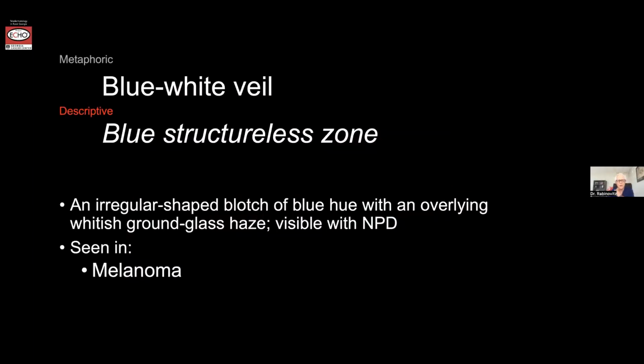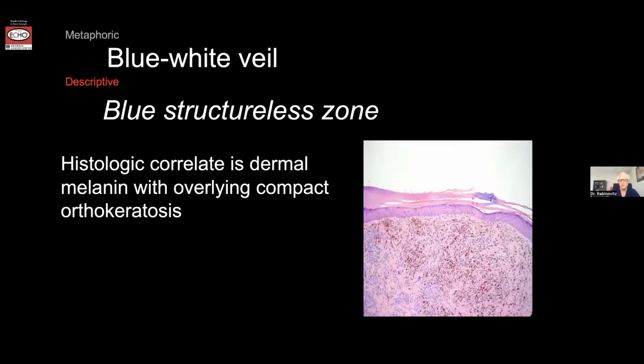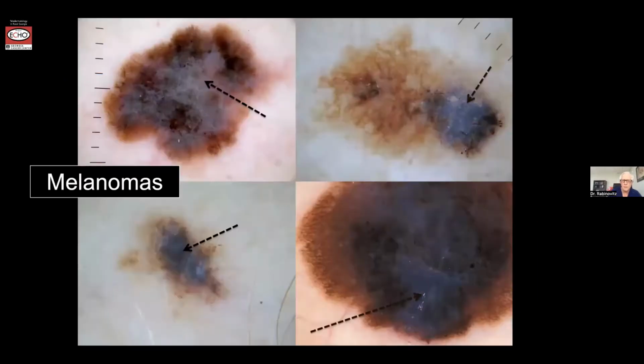A blue-white veil. This is an irregularly shaped blotch of blue hue with an overlying whitish ground glass haze visible with non-polarized dermoscopy. This is seen in melanomas, particularly invasive melanomas. And it's due to the fact that the epidermis is thickened, the stratum corneum is thickened, superimposed over atypical cells, which will give you this blue-white hue. And here we have 4 examples of melanomas with the blue-white veil.